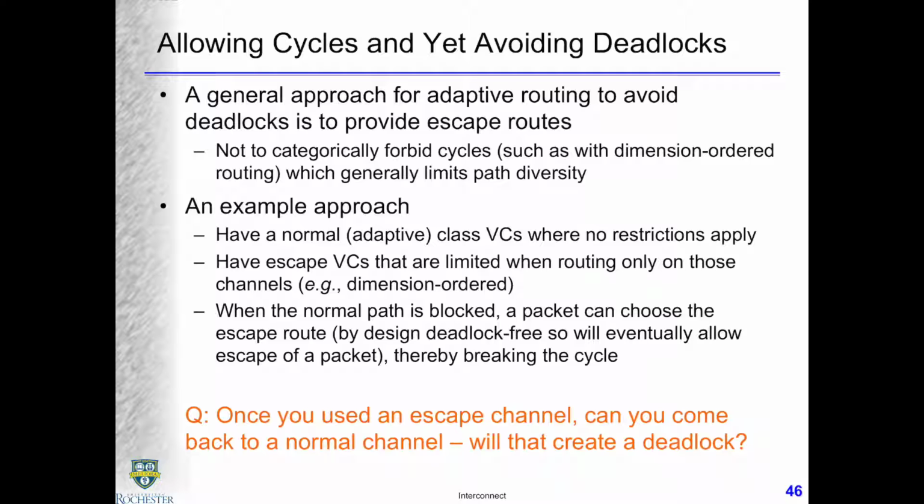Another general approach is to allow cycles or circles to form and deal with it later. These are deadlock's two different types of solutions: never to allow it, and dealing with it when it happens. The general approach for dealing with it when it happens is to have some escape route.